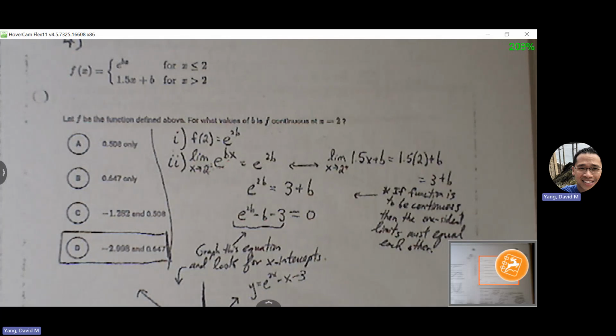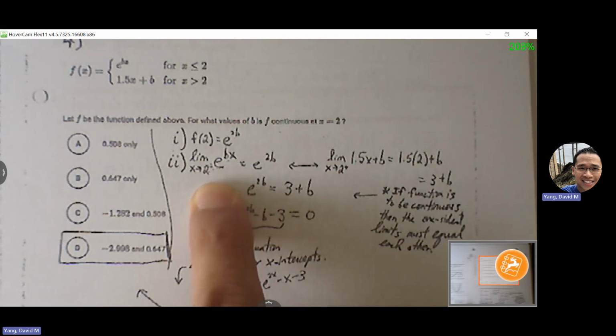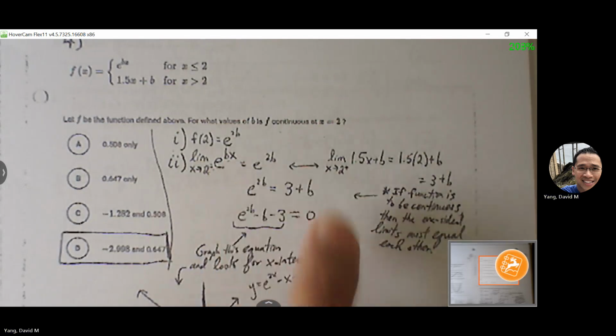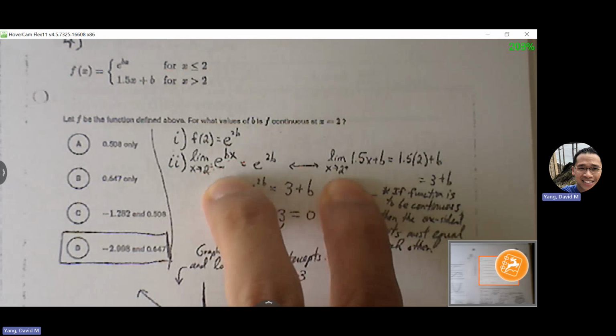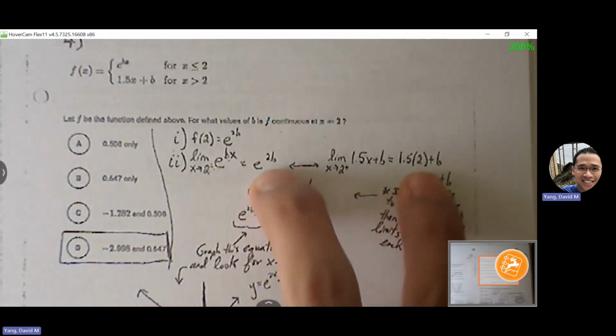So plug 2 in for x, I get e to the 2b. And then the second statement, so this limit exists. Now we see a one-sided limit split on either side of 2. So we'll rely on the limit as x approaches 2 from the left, and then the limit as x approaches 2 from the right. All we do is take 2 and plug into both of our piecewise, and then we get e to the 2b for one of them, and then we get 1.5 times 2 plus b.